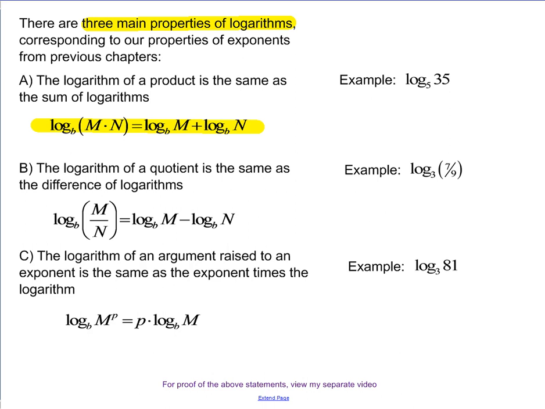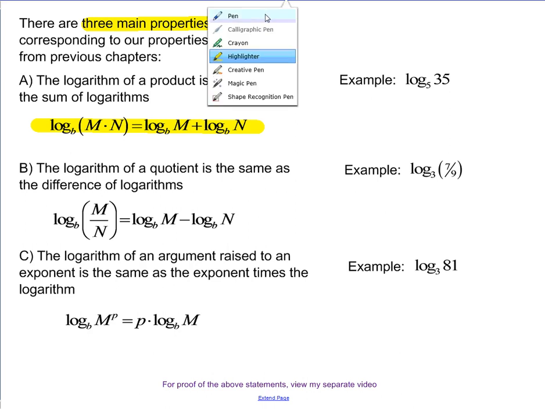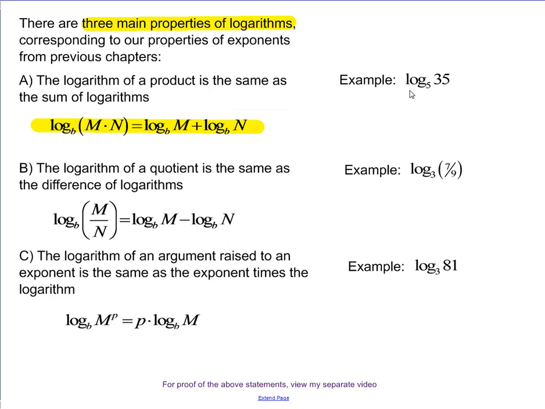What does this one say? In this particular property, we're actually saying that if I had an expression like the logarithm base 5 of 35, I might be able to rewrite this by treating it as the logarithm base 5 of 5 times 7. And so if I split it up, I could treat this as the logarithm base 5 of 5 added to the logarithm base 5 of 7.